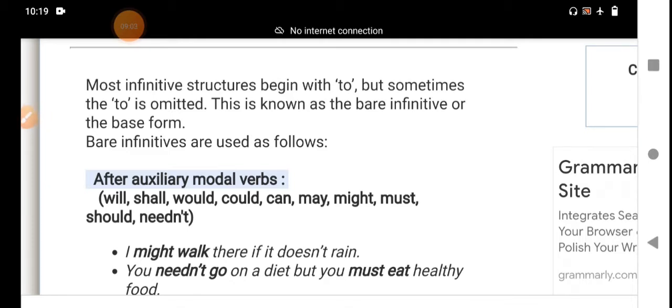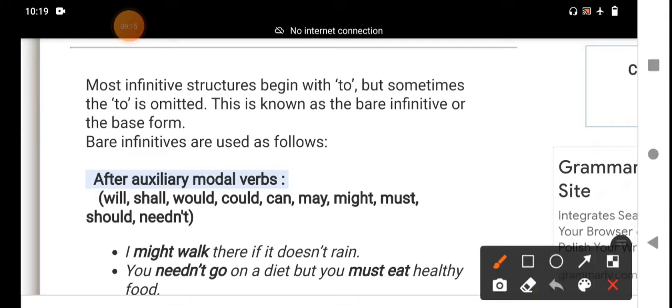That's why students should understand auxiliary verbs. Particularly, the do also takes a bare infinitive. Do is a dummy verb. That is the helping verb.